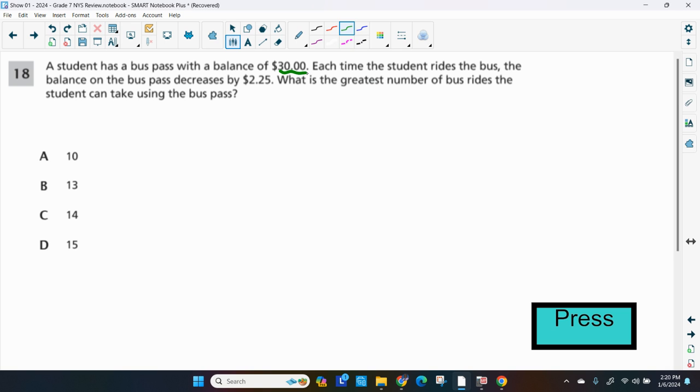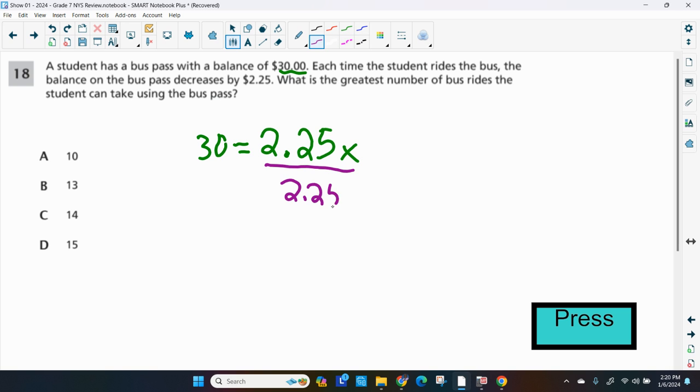So he has a balance of $30, and that will give us $2.25 per ride. I'll call the rides X, and I made an equation: $30 equals $2.25 times the number of rides. So instead of doing those guess and check methods, I'm just going to divide $2.25 by both sides.